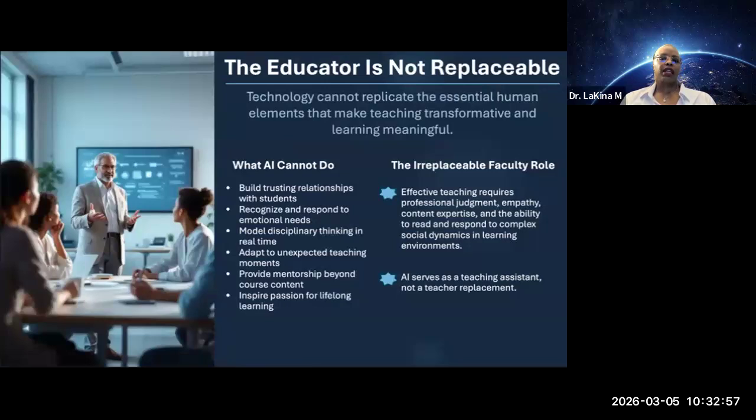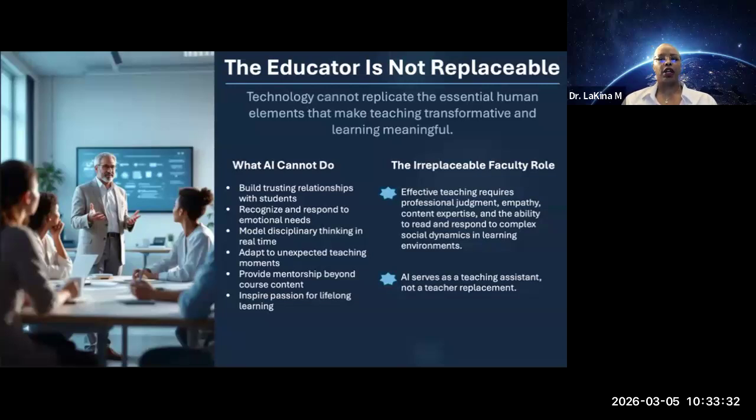I want to make something very clear. Technology cannot replicate what you do in a classroom. It cannot. AI cannot build trust with a struggling student. It cannot read a room and sense confusion. It cannot adapt mid-sentence when a concept does not land. It cannot mentor, inspire, or model professional identity in real time. Those elements of teaching remain deeply human.